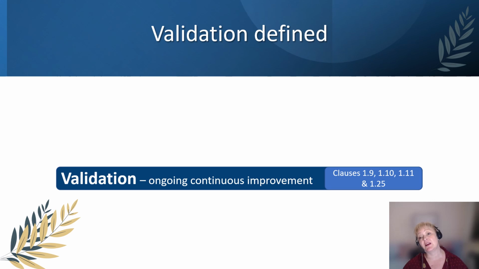In ASQA's Spotlight on webinar on validation, they've indicated that validation is about ongoing continuous improvement, and this is referred to in clauses 1.9, 1.10, 1.11, and 1.25. So we've already looked at this. But in addition to this, they've mentioned other processes that we should be doing to ensure that we conduct effective assessment and produce job-ready students. So let's have a look at these.